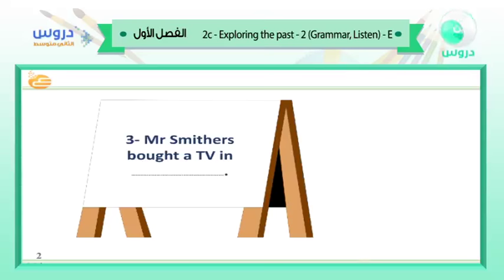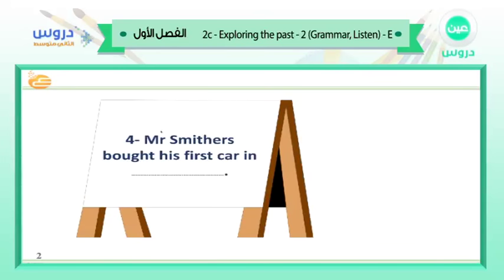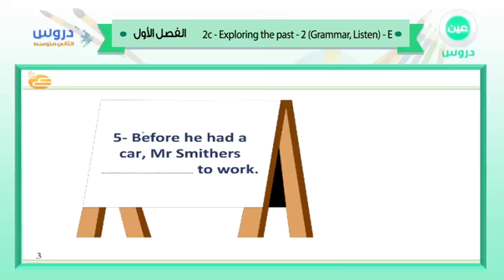Let's see another one. Mr. Smithers bought the TV in what? I need you to listen to this information. Okay, everybody? Number four, Mr. Smithers bought his first car in. Okay, good, good. Okay, number five, before he had a car, Mr. Smithers blank to work. What's missing here?